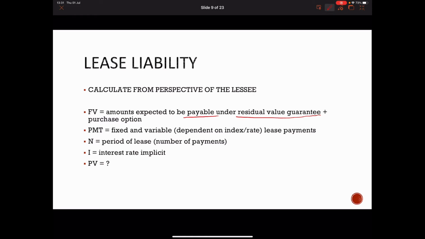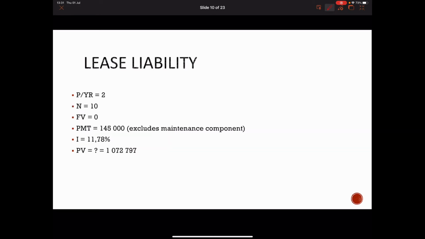Okay, the payment is then also equal to the fixed lease payments and any variable payments that are dependent on an index or rate. The N is the period of the lease, so the number of payments, and then the I, we calculated that as the interest rate implicit. So your PYR is 2, the N is also equal to 10 because it is 5 times 2. Future value is 0 because there's no payment under the residual value guarantee because there is no residual value guarantee. And they are not going to exercise the purchase option, so the future value is 0.